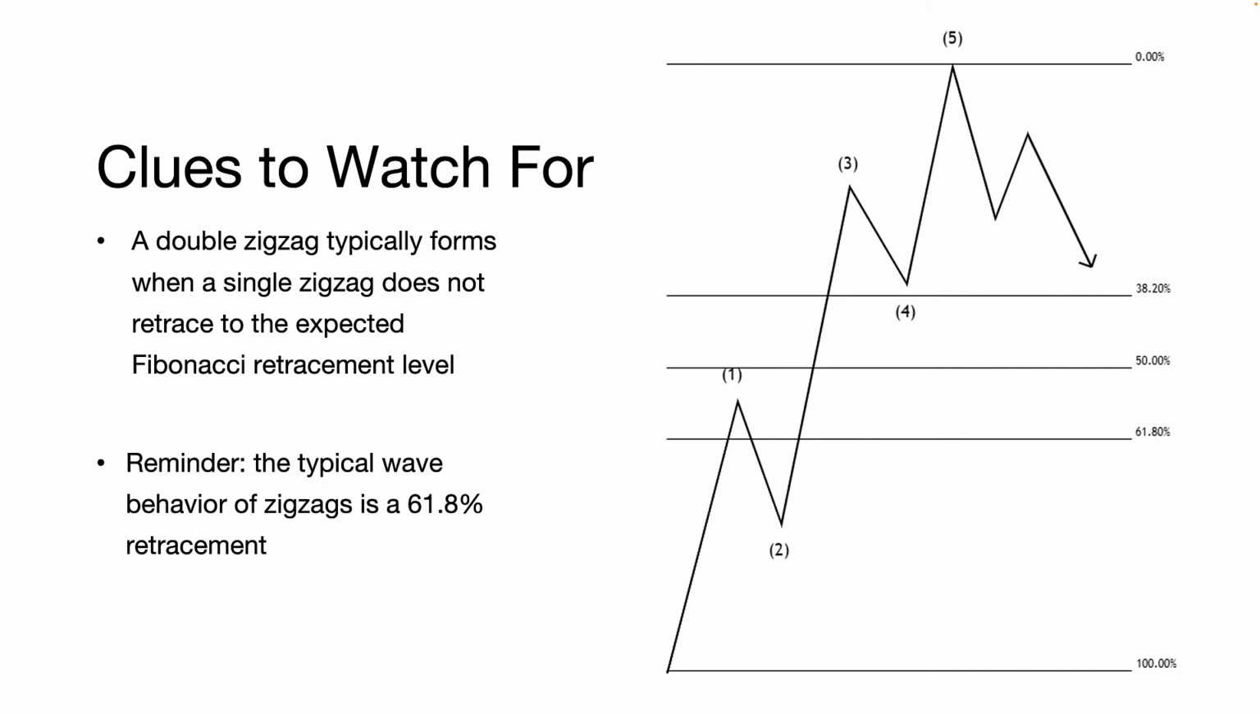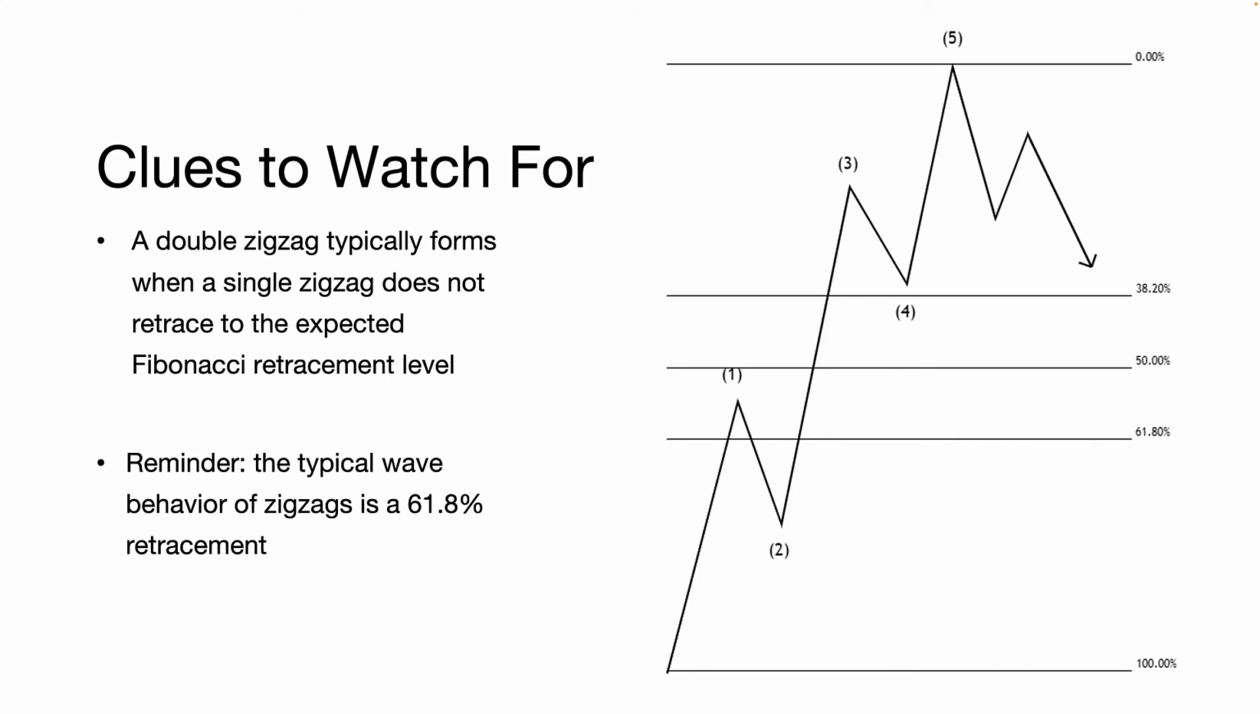So here are some clues to watch out for. Like I said, a double zigzag will typically form when a single zigzag does not retrace to the expected Fibonacci retracement level. So zigzags being steep price corrections, I would expect a zigzag to reach at least a 50% retracement of a trending movement. So in this case on the right, notice how the zigzag doesn't even retrace 38.2%. That would be a very typical clue that we can expect a double zigzag to take place. The typical behavior of a zigzag in terms of Fibonacci retracements is for it to complete at least a 61.8% retracement.